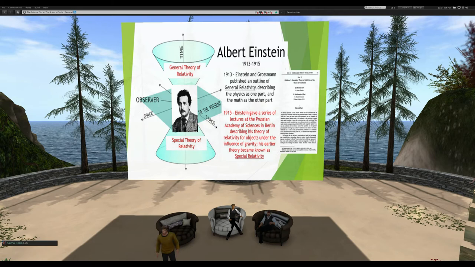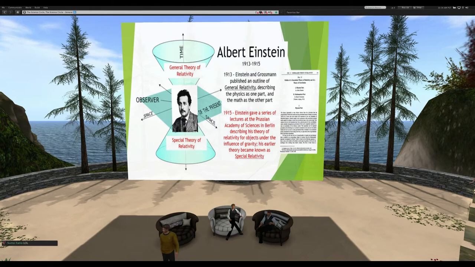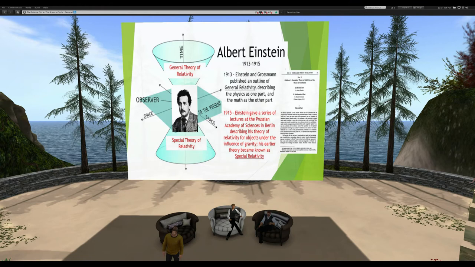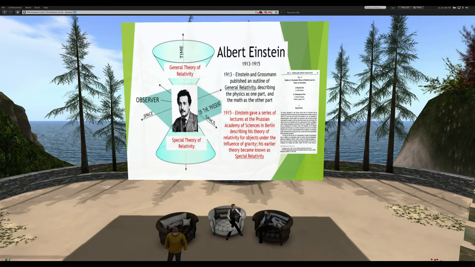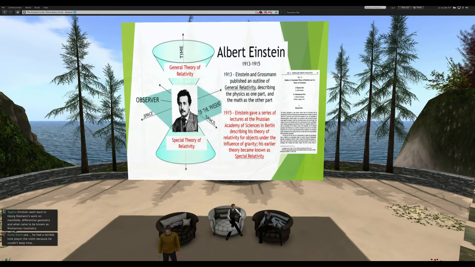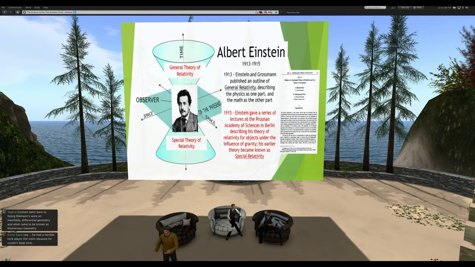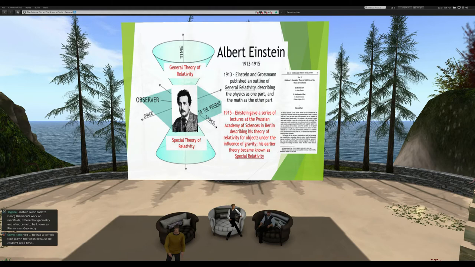And then in 1915, he gave a series of lectures at the Prussian Academy of Science in Berlin to explain this theory. And so his first theory without gravity became the special theory of relativity. In other words, special under the case that there wasn't gravity or in free fall. And then the general theory of relativity explained how all this worked in the presence of gravity.